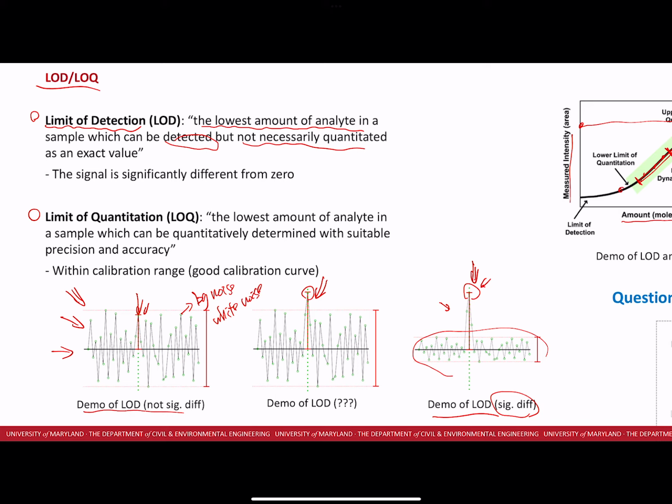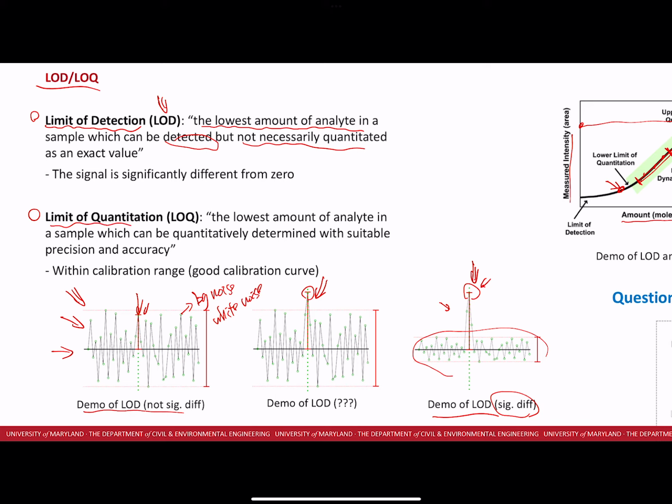But this may be too small that it is not in the calibration range. So we know that it is significantly greater than the white noise, but we do not know its exact value. So this is LOD.